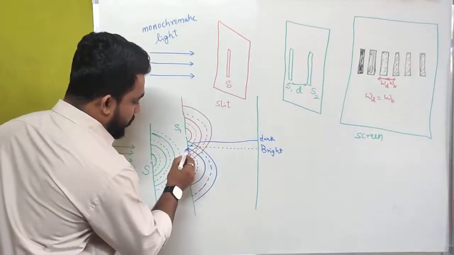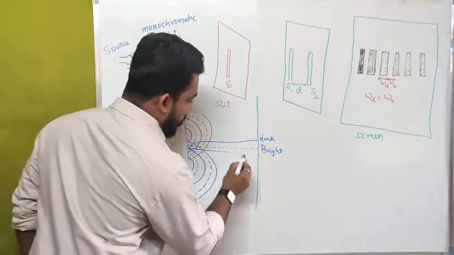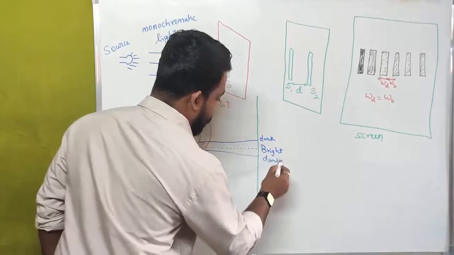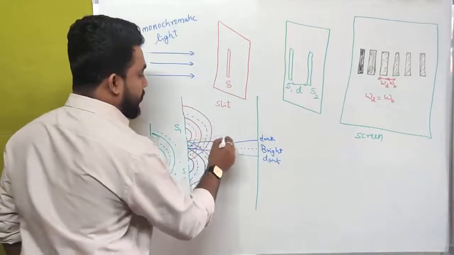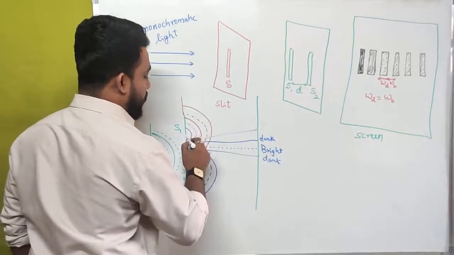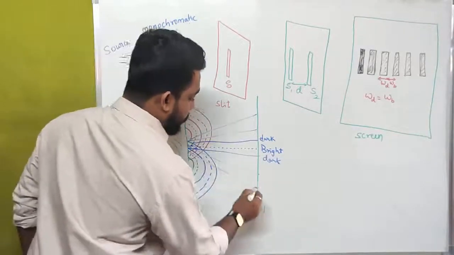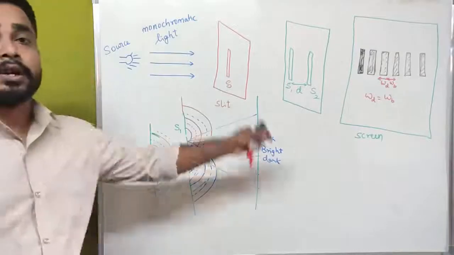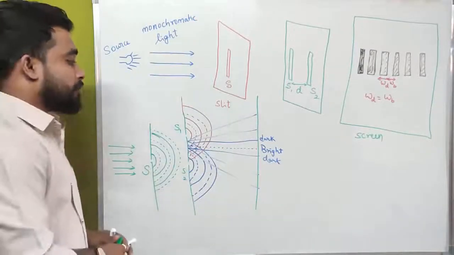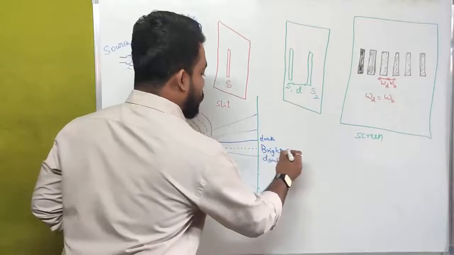And here also what we have is dark, and similarly bright, dark fringes will obtain. This is how we are getting our interference pattern. But at the center it has to be a bright fringe only.